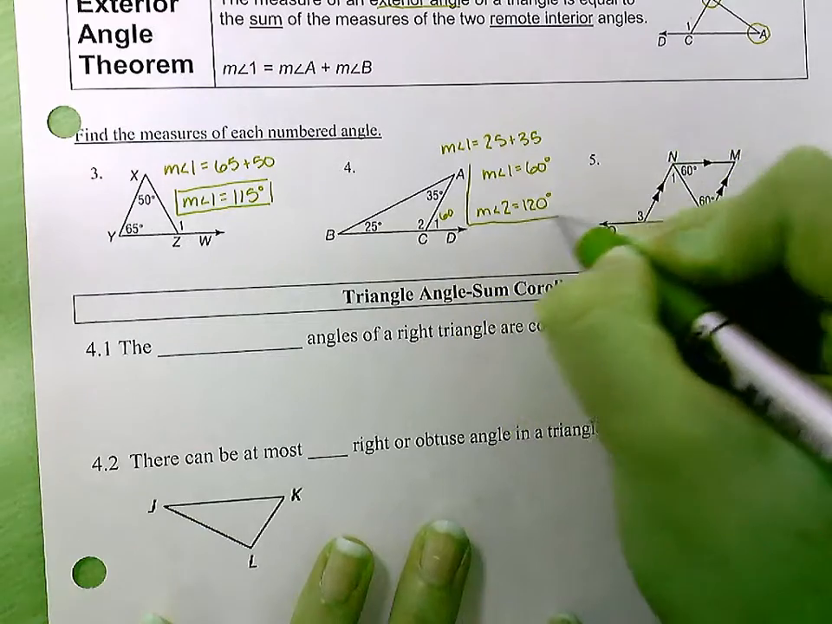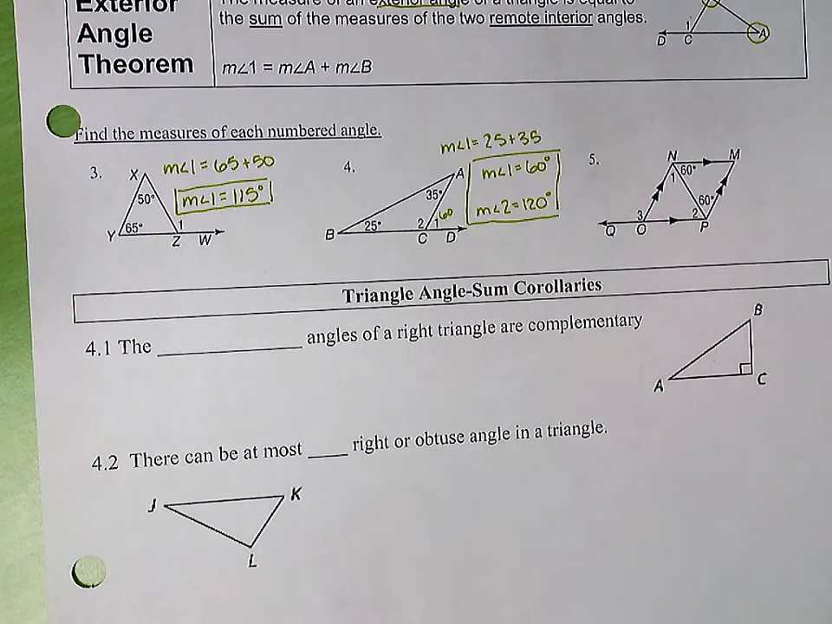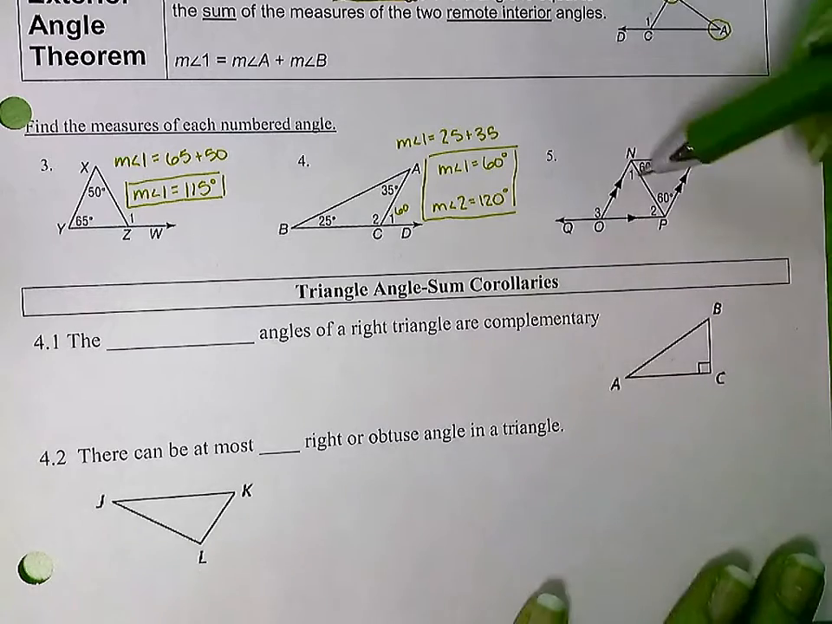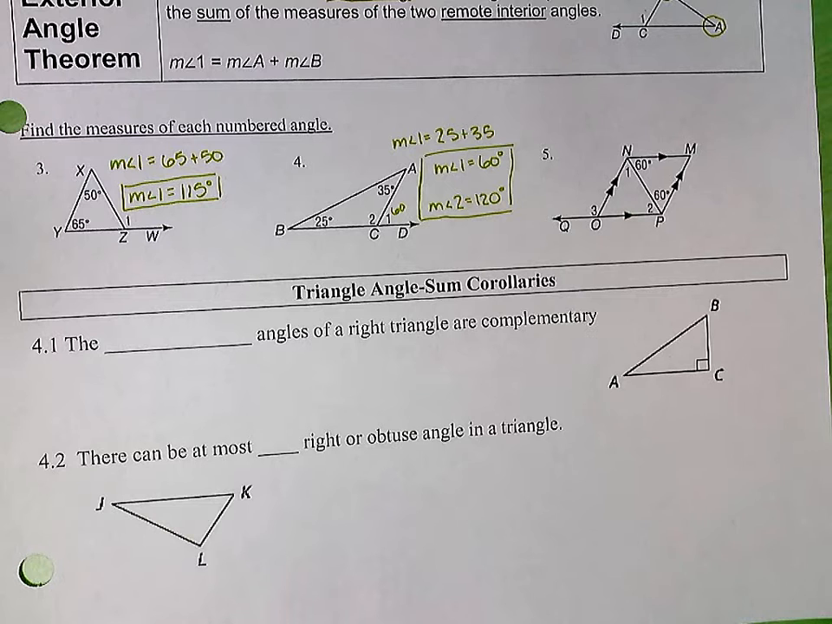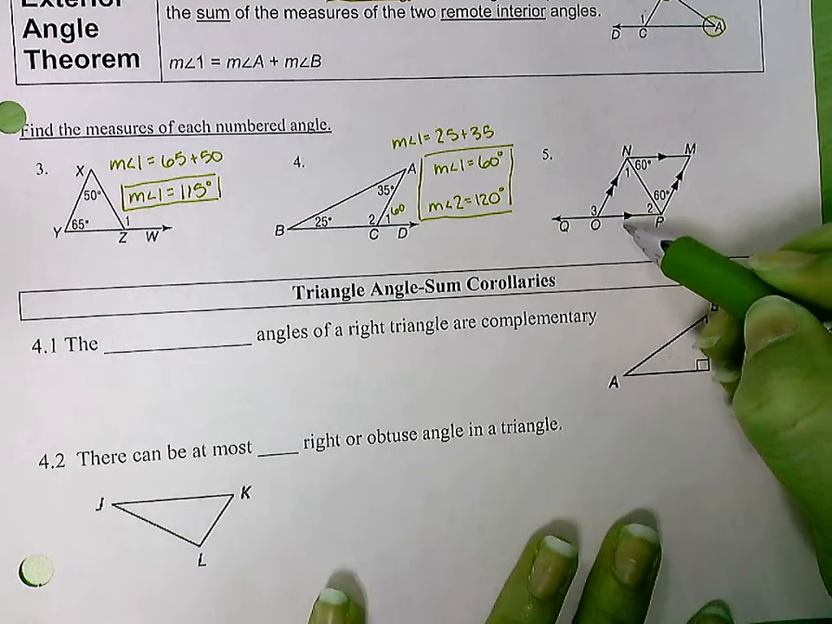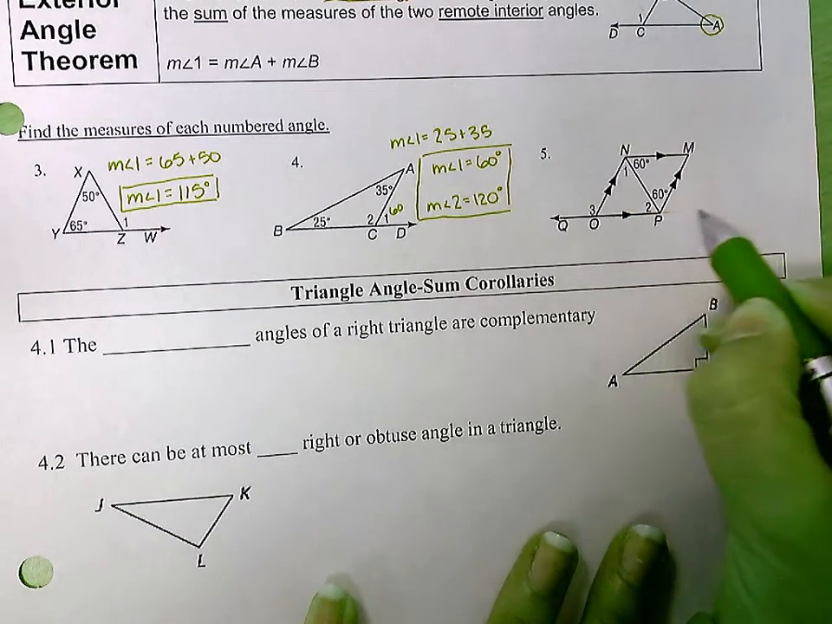Okay, so those would be your two angle measures. Then number 5, we need to find angle 1, angle 2, and angle 3. With this picture, it's bringing you back to parallel lines. These arrows in those lines mean those are parallel. So you have this line.